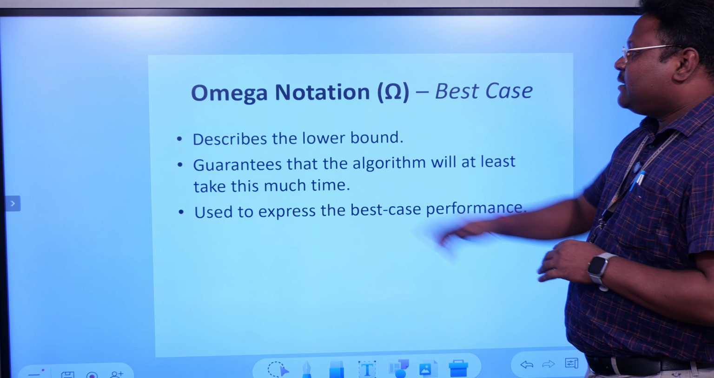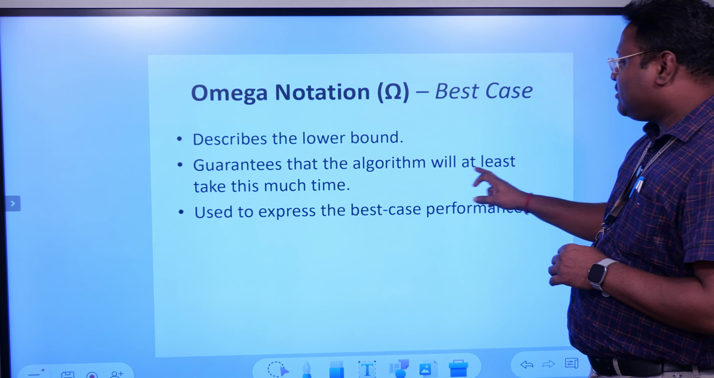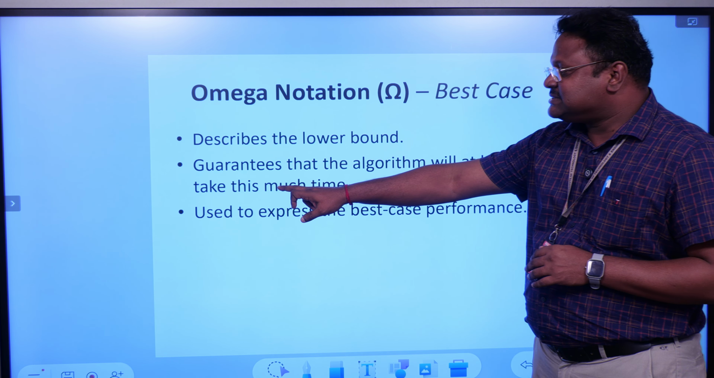Second one is omega, which describes the lower bound and guarantees that the algorithm will take at least this much time. So it tells us that this algorithm will take this much time to complete the program. For the for loop with some given value, omega gives a clear picture of the timing and when we will get the output. It is used to express the best case performance.